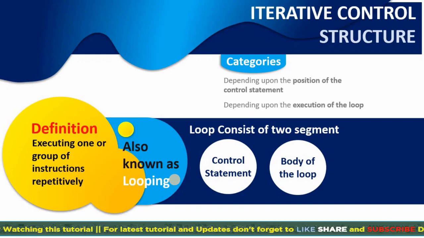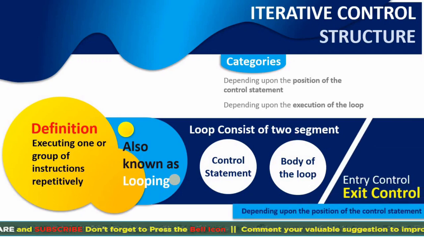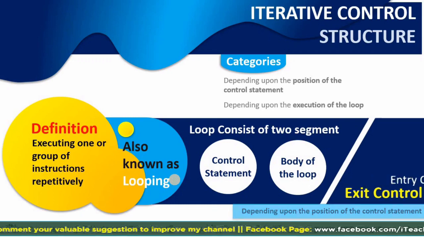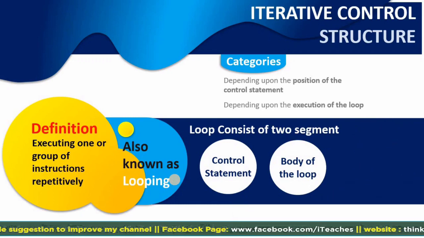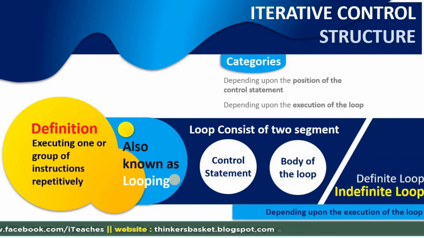Let's find out the first category, depending upon the position of the control statement. Depending upon the position of the control statement, a loop is categorized into two parts: one is called entry control loop, another is called exit control loop. Now see the next part, that is, depending upon the execution of the loop. Depending upon the execution of the loop, a loop can be of two types: definite loop and indefinite loop. We will look into this matter also.